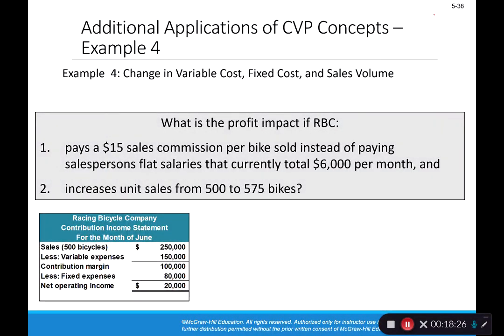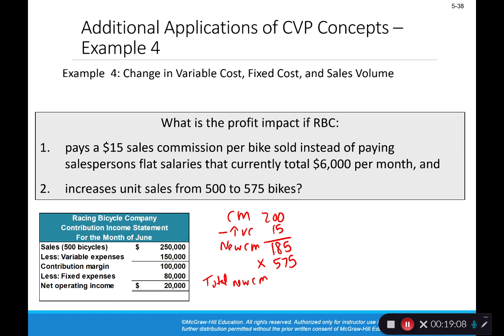Could there be another example? Why, yes, there can. So what happens if we pay a 15 sales commission for bikes sold instead of paying flat fees of $6,000 a month, and we increase unit sales from 500 to 575? Well, if we pay 15 in sales commissions, that means our variable costs go up. So our CM is currently 200 minus the increase in variable costs of 15 gives me a new CM of 185. And then we can times that by the 575 bikes that we're going to sell to get our total new CM.